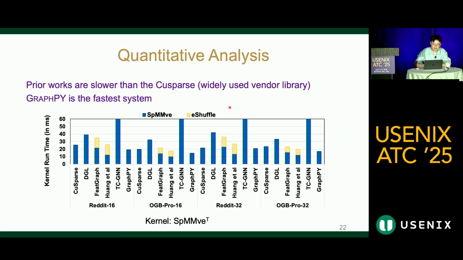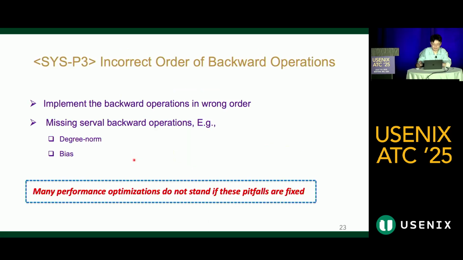Here is an evaluation. The eShuffle here represents the graph transpose kernel. After we fix the pitfalls for some of those GNN systems, the total time for the SPMMVE transpose kernel will be the blue plus the yellow time. You can see many of them are much slower than the cuSPARSE library, which is a vendor library from NVIDIA. And of course, our GraphPy is the fastest one.